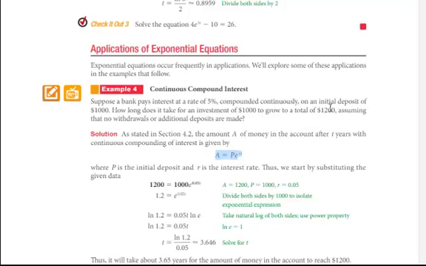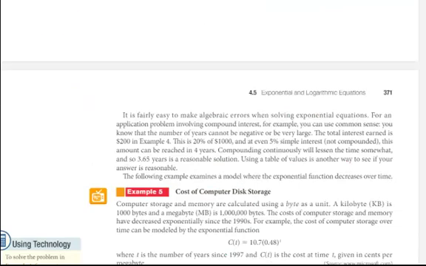So for a total of 1,200, plug in these numbers: 1,200, 1,000, 0.05 here is the rate times time. Divide by 1,000, take the natural log on both sides, which pulls the 0.05t to the front. ln e again is 1. Divide by 0.05, and apparently it takes 3.646 years. All right, I want to do example 6.